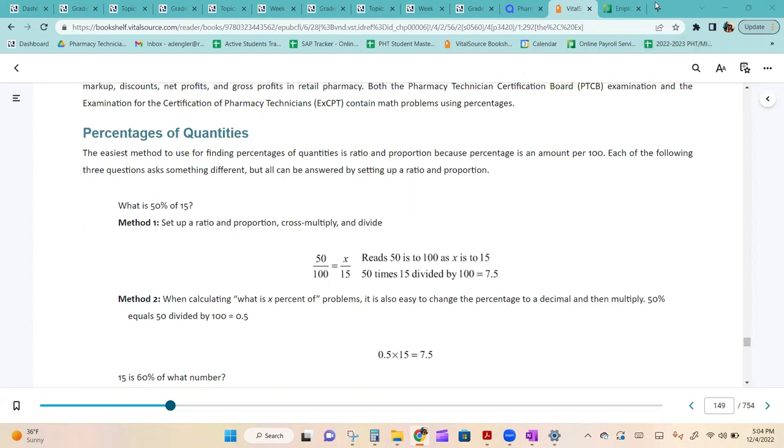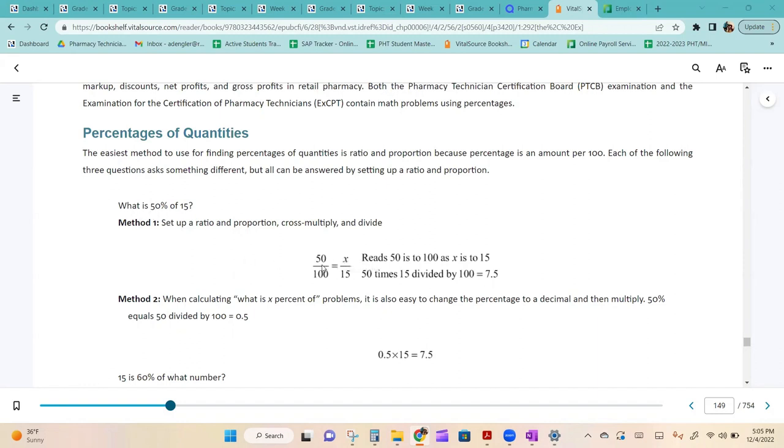Okay, so some business math examples. Percentages of quantities, example. The easiest method for finding percentages of quantities is, of course, ratio and proportion, because percentages are out of 100. So what is 50% of 15? You can see in this problem, they have it as a proportion. There's no units for this, so don't let that confuse you.